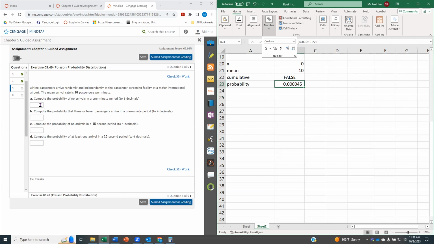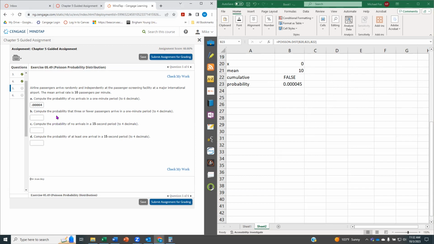0.000045. Am I 5 there? Yeah, 0.000045. Sort of silly, they tell us to do it to 6 decimals, but we can only see 5 active. Yeah, so it's kind of weird.